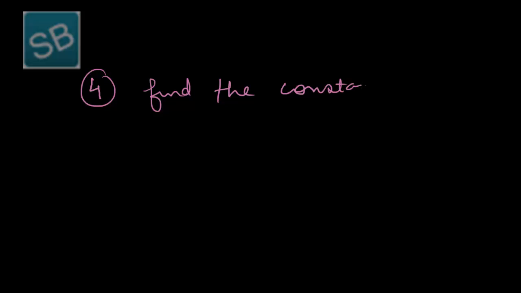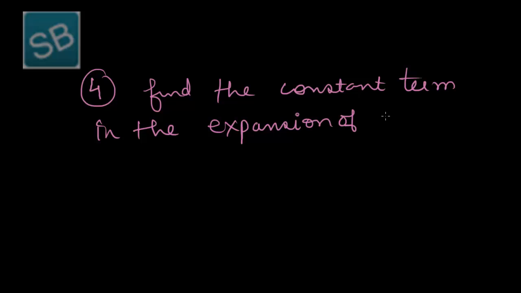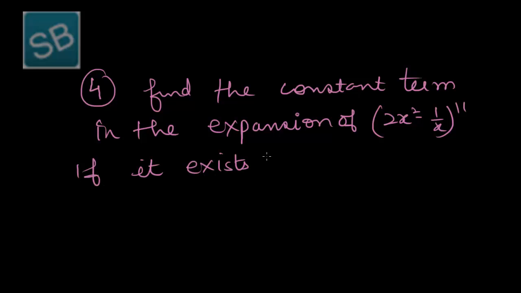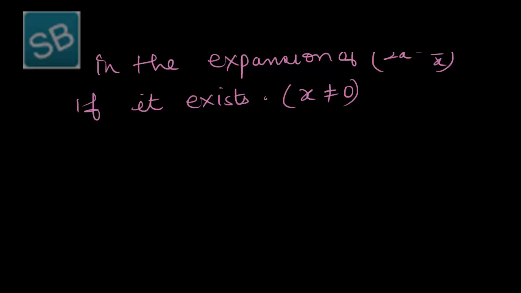Now the next problem is problem number 4. Find the constant term in the expansion of (2x square minus 1 by x) raised to power 11, if it exists. That is, x is not equal to 0. Now, this will be done in the same manner.